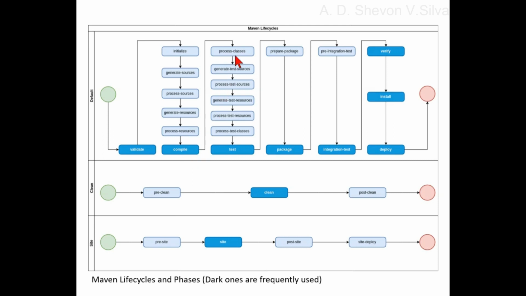Here the process classes: post-process the generated files from compilation, for example, to do bytecode enhancement on Java classes. Generate test sources: generate any test source code for inclusion in compilation. Process test sources: process the test source code, for example, to filter any values. Generate test resources: create resources for testing. Process test resources: copy and process the resources into the test destination directory.